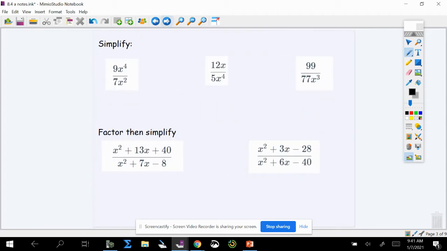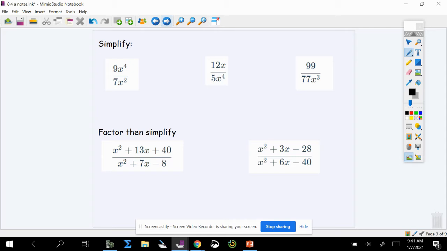I took these straight from Delta Math because I figured the best way to explain how to do the assignment is to do some that are very similar to it. So we're going to start with the ones that are just a single fraction. You're going to have numeric pieces that may or may not reduce, and you're going to have variable pieces that may or may not reduce. When you're doing these and they don't have any addition or subtraction, you're truly looking at the numeric piece first and then the variable piece second.